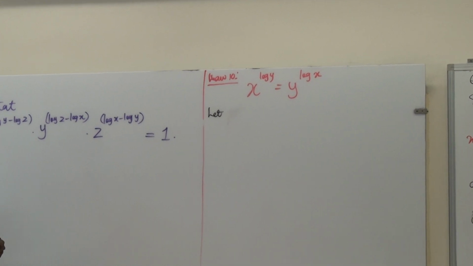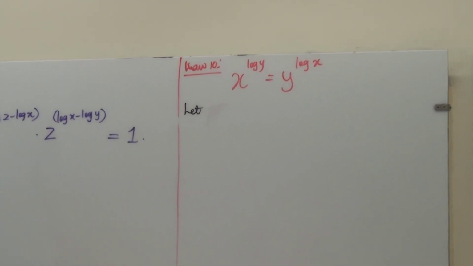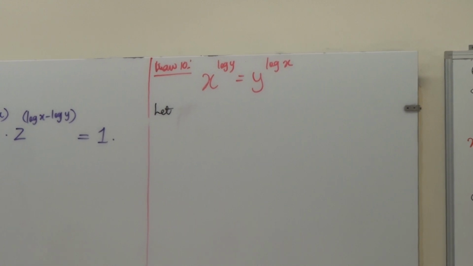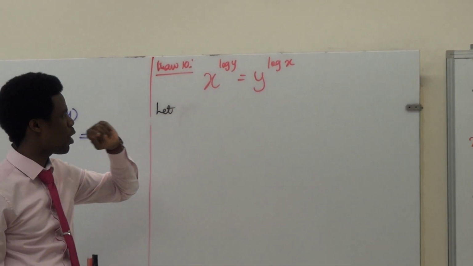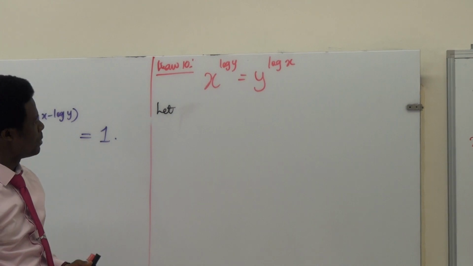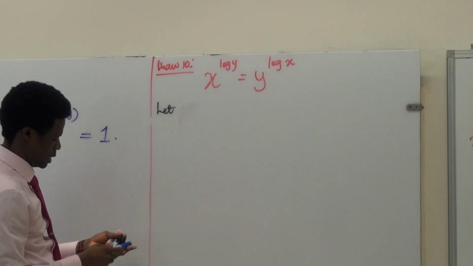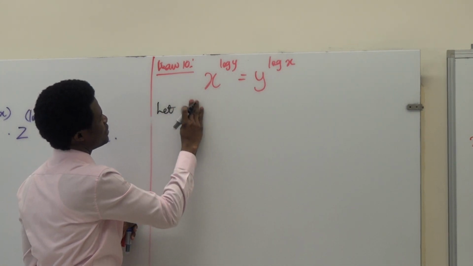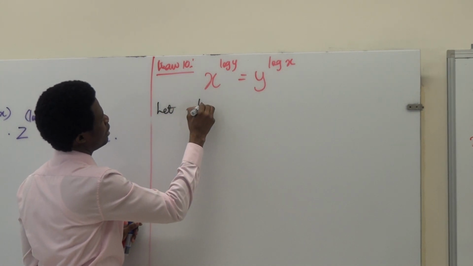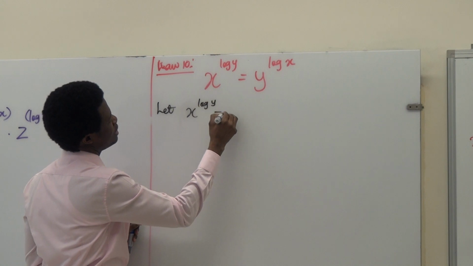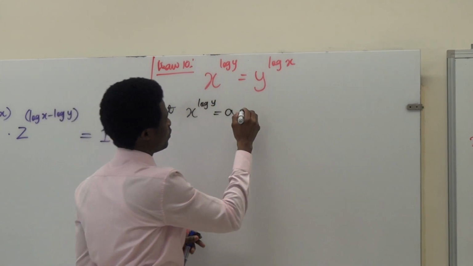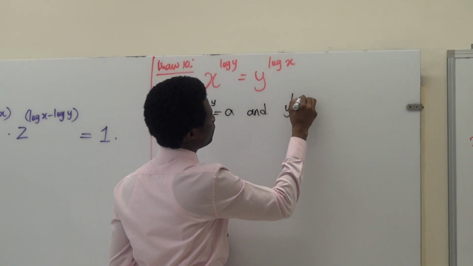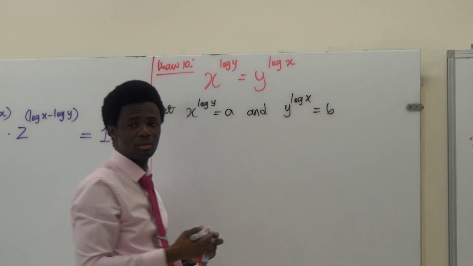You might think taking log of both sides will work. Yes, it will. But I want us to actually prove they are equal, and you can do it in different ways. One way is this. Let x to the power log y be a. This is what I asked you to look at last time. And let y raised to power log x be b.